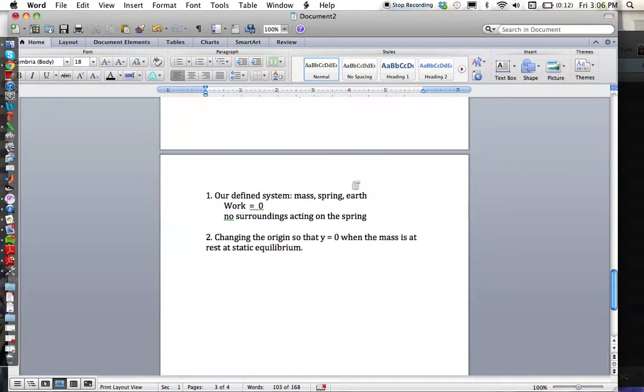So our system here was defined as the mass, the spring, and the earth. And we had said earlier in our energy principle that delta E was going to equal work. Well, there is the work of the surroundings done on the system. And in this, there are no surroundings acting on this system at all. So work here would equal 0.